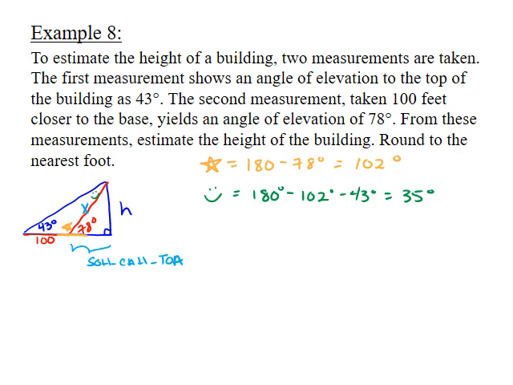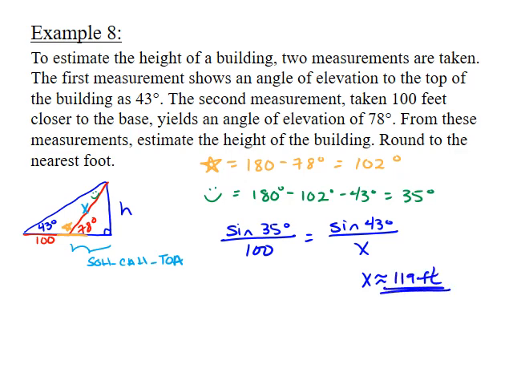So now I have enough information to find x. And the way I'll do that is by using the law of sines. So sine of 35 degrees over 100, because that's the only given length I have, is equal to sine of 43 degrees divided by x. And remember, I need to find x in order to solve that right triangle. Cross multiplying finds that x is approximately 119 feet.